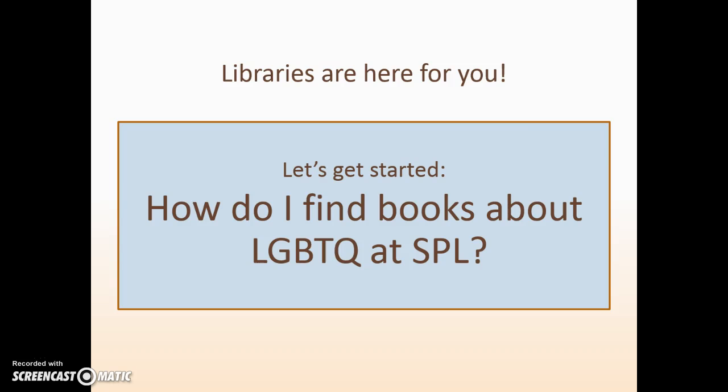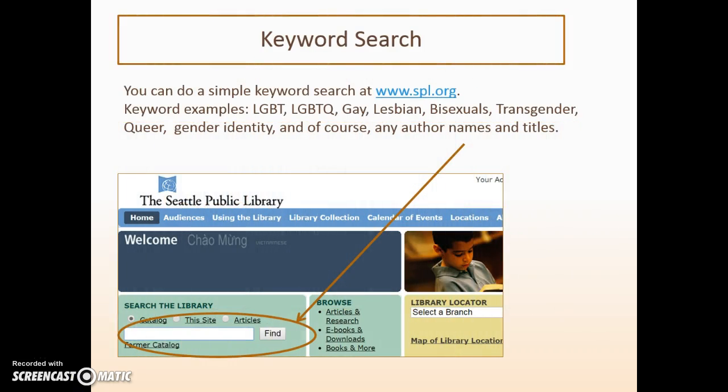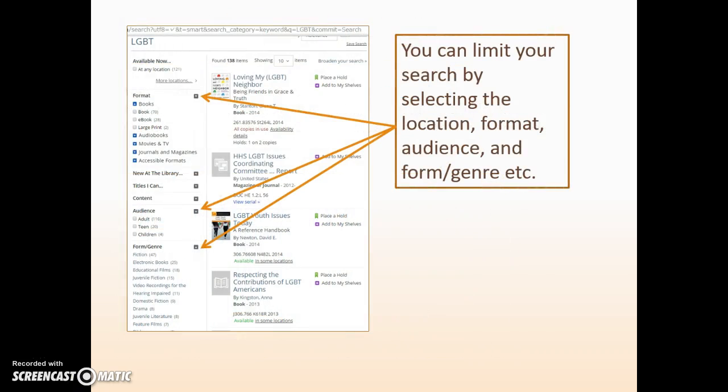Okay, let's get started. How do I find books about LGBTQ at SPL? The basic search is our keyword search. Go to www.spl.org, type any keyword you can think of in the box, and click Find. Keyword examples are LGBT, LGBTQ, gay, lesbian, bisexuals, transgender, queer, gender identity, and of course, any author names and titles. You can limit your search by selecting the location, format, audience, and form and genre, etc.